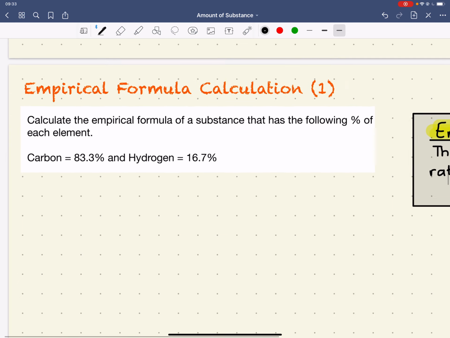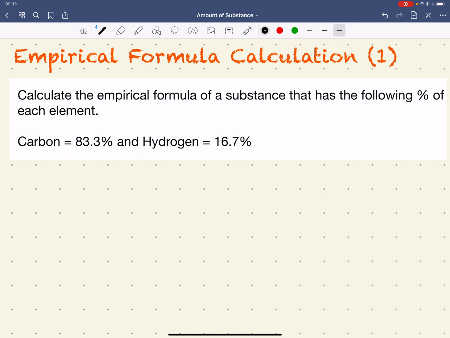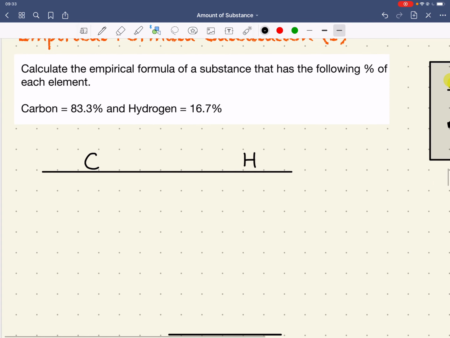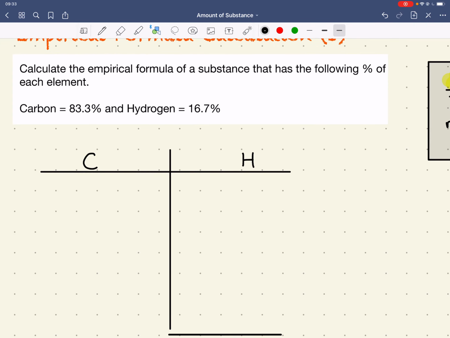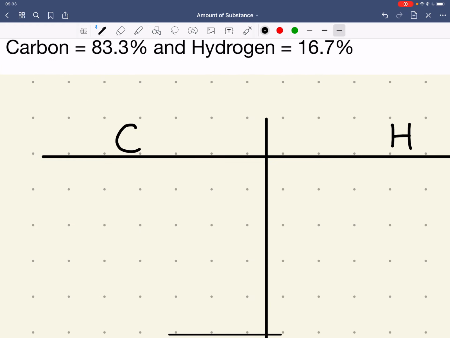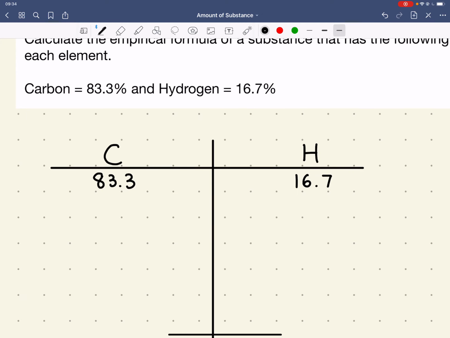So what we're going to do then is you always make a column of each element in the compound. So I'm going to make a column for each of the elements, and in this case there's only two, so I'm going to make a column for carbon and hydrogen. I'm going to separate this by a line. Now, what you need to do is put down the percentage of each element in the column. So carbon is 83.3. Hydrogen is 16.7. I will say now that you may be given, instead of percentages here, masses, and you do the calculation in exactly the same way, whether you're given a percentage, like we are in this question, or a mass.